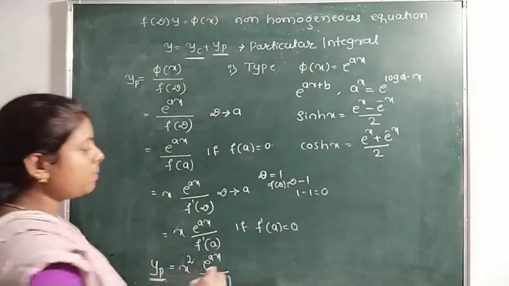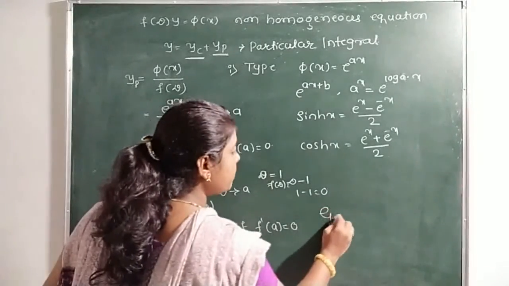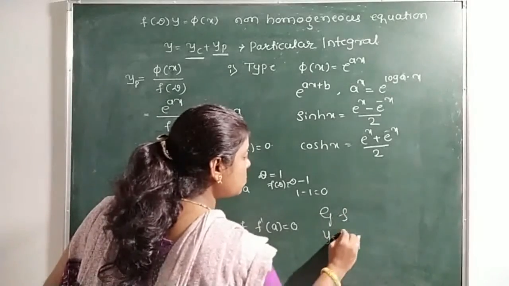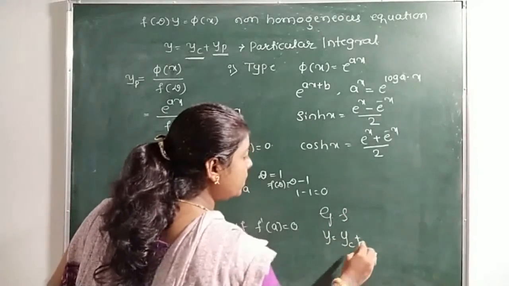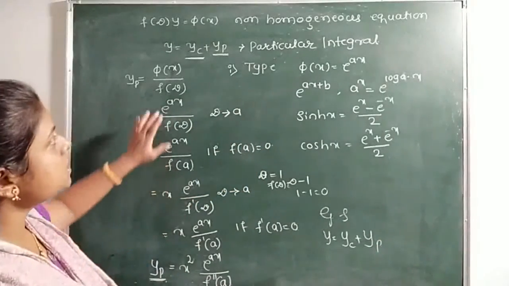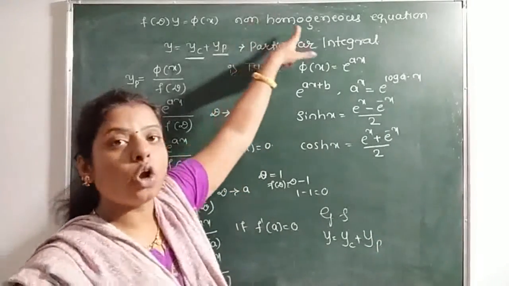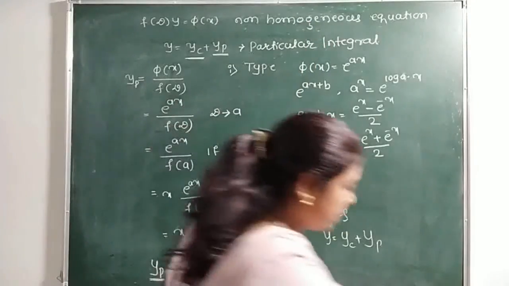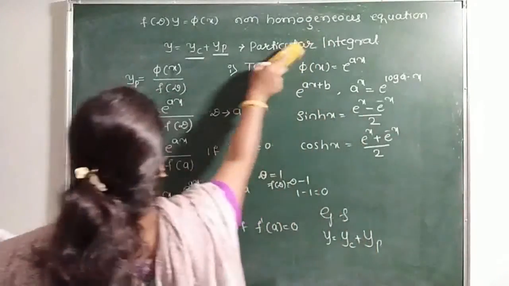After getting the yp, the general solution becomes y is equal to yc, which you have to find, added to the yp. This is the first type of non-homogeneous equation. We have to see examples on this.